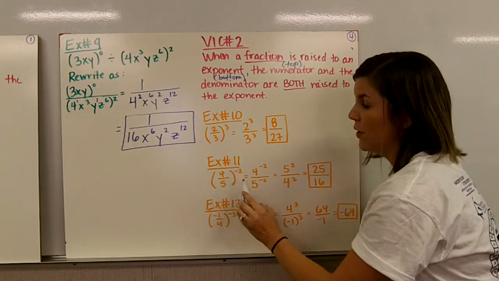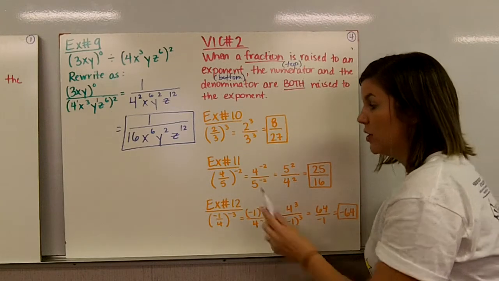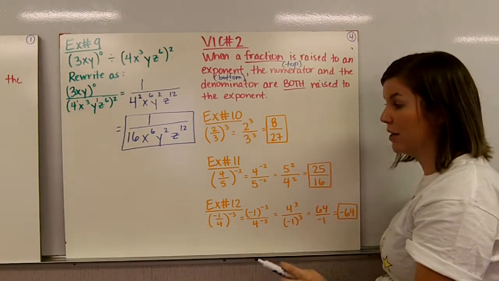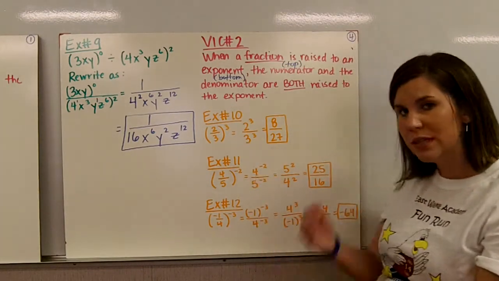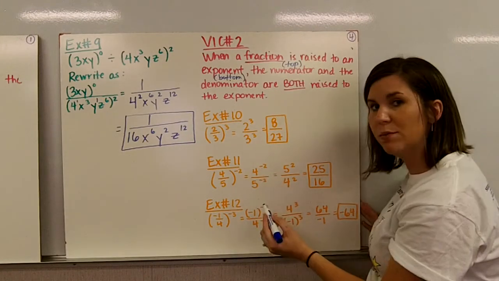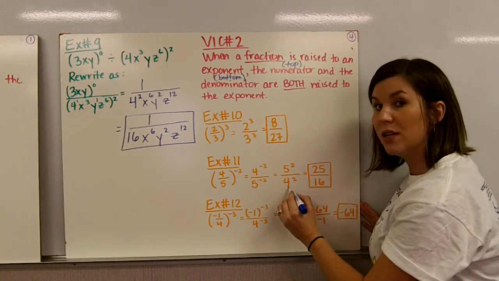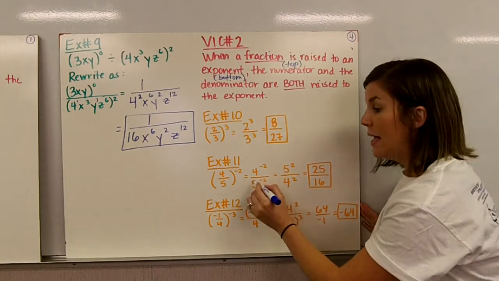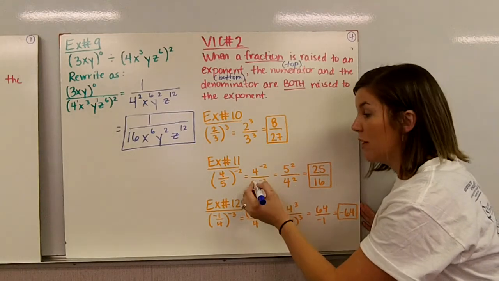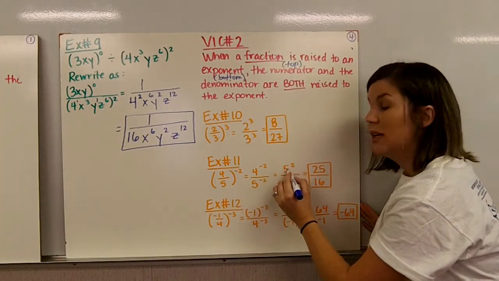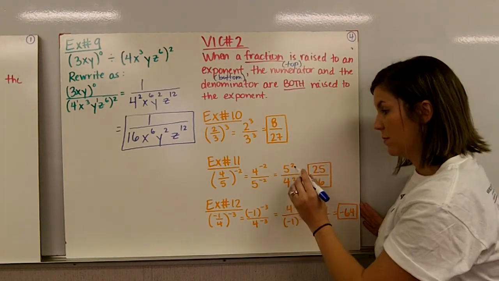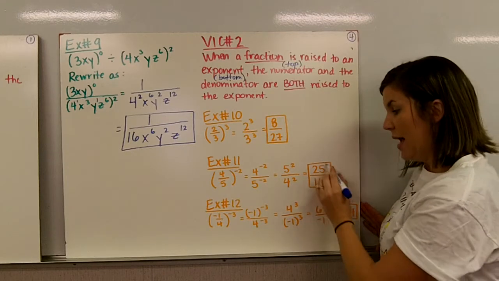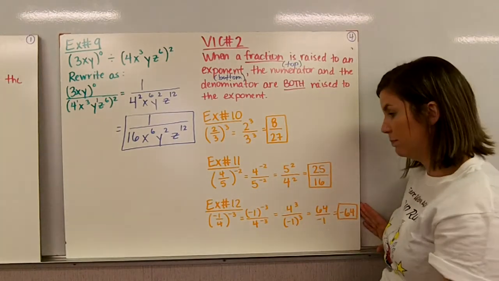Example number 11, 4/5 to the negative 2 power. So again, the top and the bottom both get the exponent, 4 to the negative 2 over 5 to the negative 2. But then we have to deal with these negative exponents. So remember, if you have a negative exponent in the numerator, it's going to move to the denominator and become positive. The negative 2 becomes a positive 2. Here I have a negative exponent in the denominator. To make it positive, it moves to the top and becomes positive. So now we can simplify. 5 squared is 25, 4 squared is 16, and 25 over 16 does not reduce.